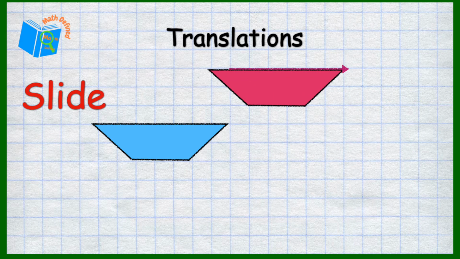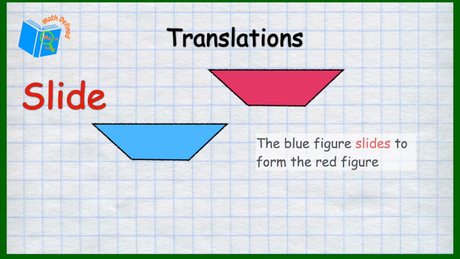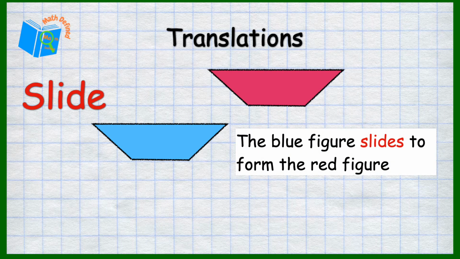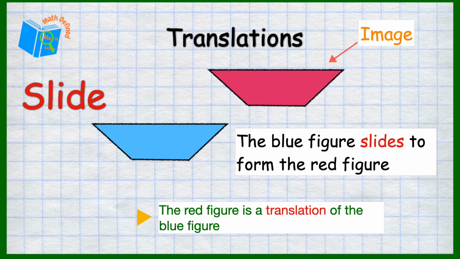The new red trapezoid will be exactly 3 units above and 6 units to the right of the original blue trapezoid. In this rigid movement, the blue figure slides to create the red figure, which we call the image. So the red figure is a translation of the blue figure.